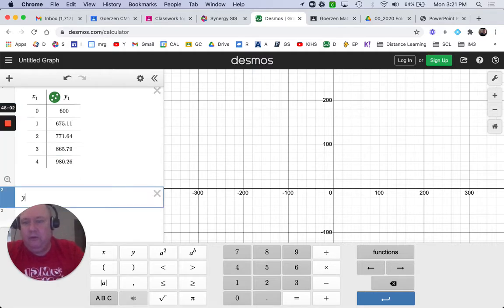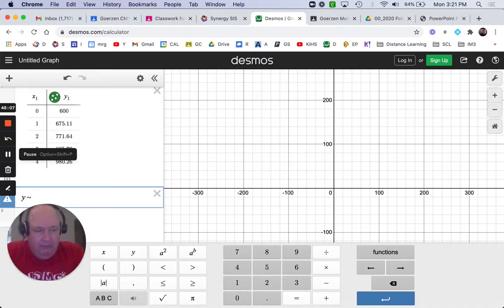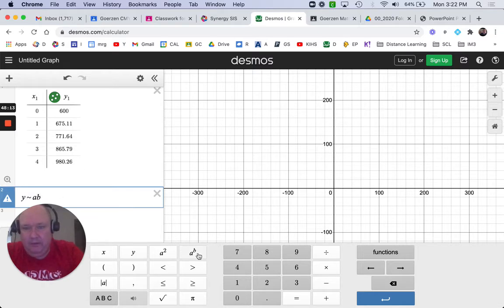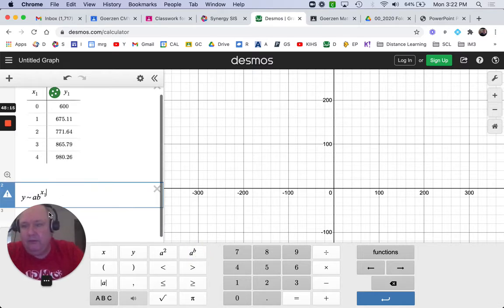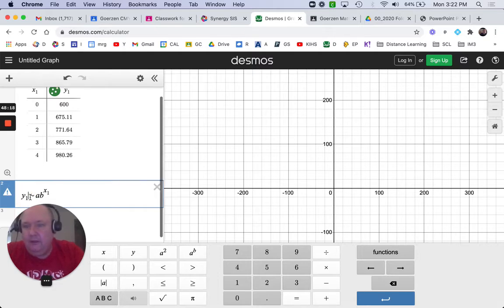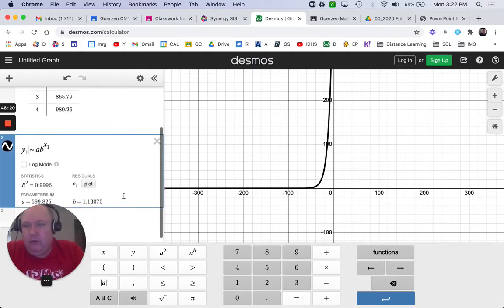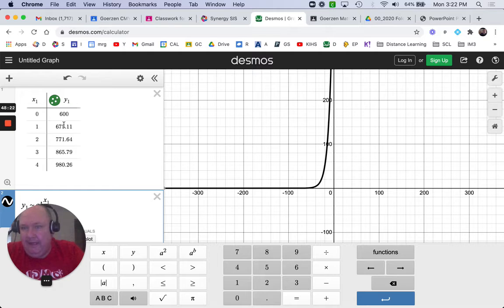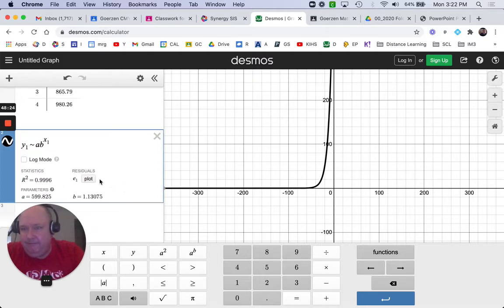Next, we're going to do a regression by going y, and the squiggly equal sign on the top left corner of your keyboard. And then we're going to type in a, b to the exponent x1. Oops, this needs to be y1. So our columns are y1 and x1. So just type in that. That's an exponential growth model. Notice the r squared score is very close to positive 1. So we have a good model. So we're going to write that equation down.